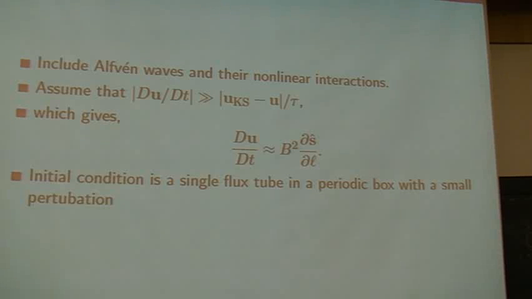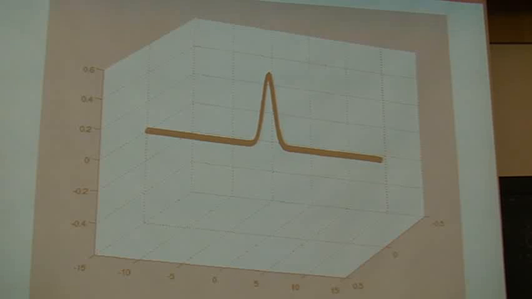If you go through the maths, you can show this will generate Alfvén waves. So what we do is just see if these can be reproduced with our model. We've got a single flux tube, which you string across a periodic box, put a small perturbation in, and let the code run. And we get this sort of thing here.